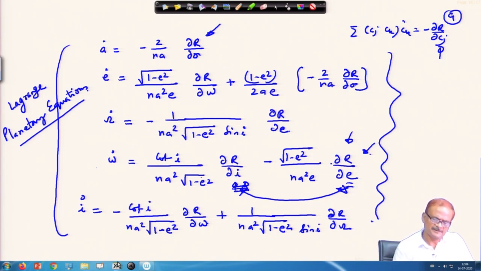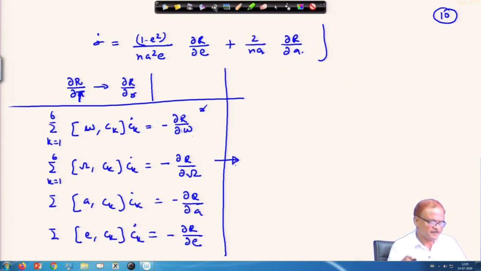And these are our Lagrange planetary equations, which need to be solved in order to get how the orbit is getting perturbed. Okay, so we stop here and then we will continue in the next lecture. Thank you very much.